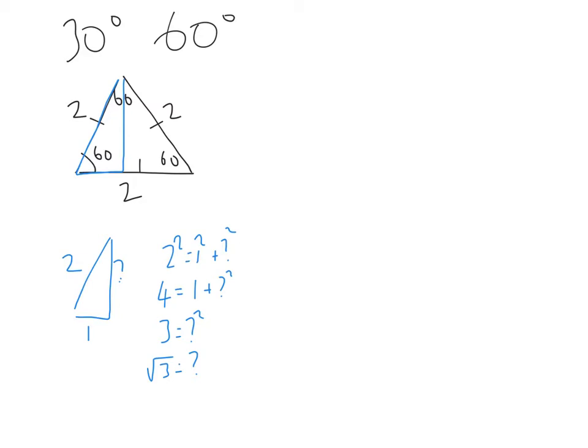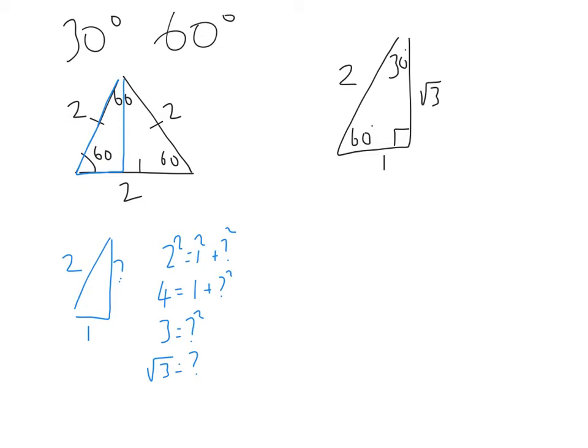So now we have a nice right angled triangle to be working with. It's got 90 degrees here, it's got the 60 degrees here, and it's got 30 degrees here. And the side lengths we're working with are 2, 1 and root 3. So now we can work out the exact trig ratios for this.